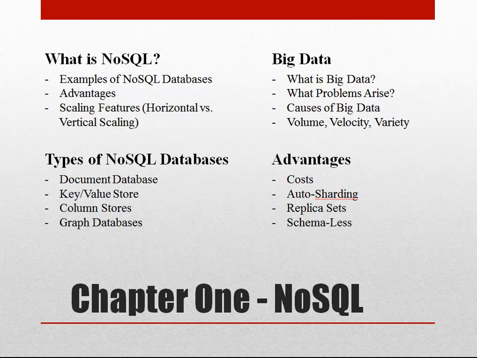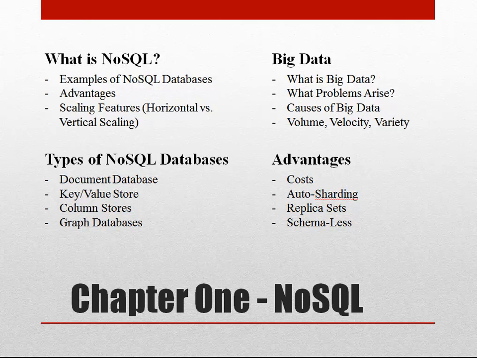So in chapter 1 we'll take a look at NoSQL in general and what it is. We'll look at some examples of NoSQL databases. We'll talk about the advantages, and we'll look at the scaling features such as horizontal scaling as opposed to vertical scaling with traditional relational databases. We'll also take a look at big data and what that is, what problems can arise from it, where it comes from, and we'll talk about the volume, velocity, and variety of data.